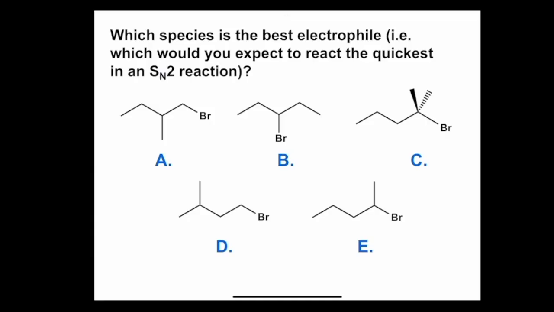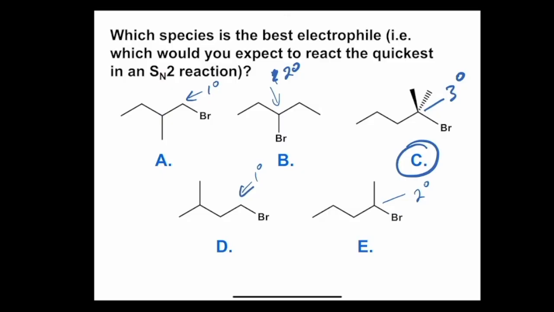So if you look through them, why can I eliminate C? Why is C out for sure? Yeah. This is a tertiary center. Not going to work. Then what we have here is a secondary. That is a secondary center. Here we have a primary and a primary. So you should be able to eliminate C. That's tertiary, never going to happen.